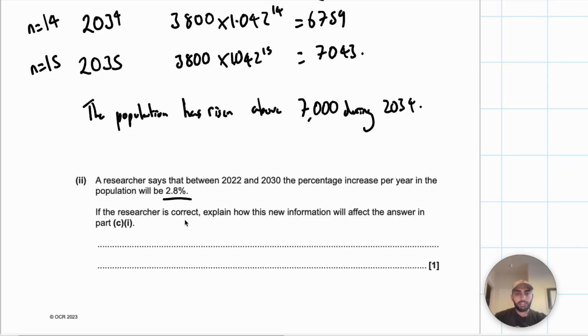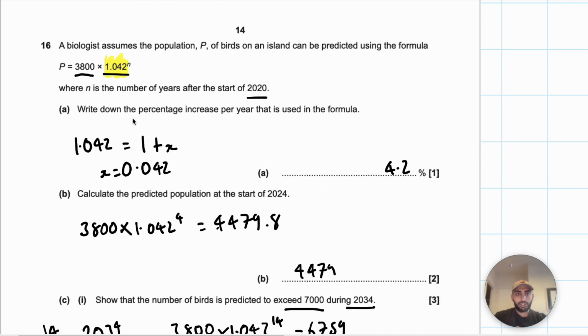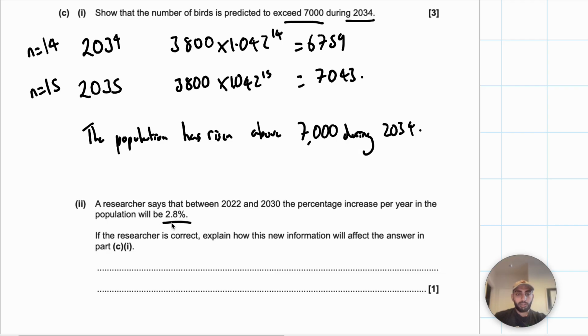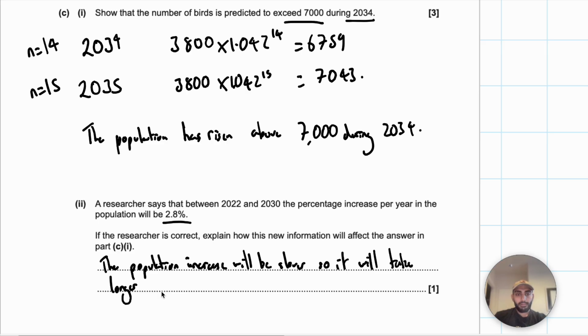Part 2. A researcher says that between 2022 and 2030, the percentage increase per year in the population will be 2%. If the researcher is correct, explain how this new information will affect the answer in Part C. In the original part of the question, we worked out that the percentage increase every year was 4.2, but that researcher is saying it's a little bit lower. So that's telling me that the year that it takes will be later, and we won't exceed 7,000 during 2034. So the population increase will be slower, so it will take longer to get to 7,000.